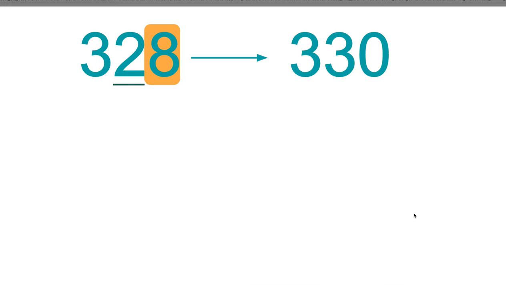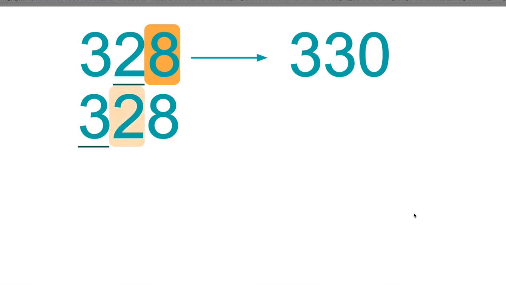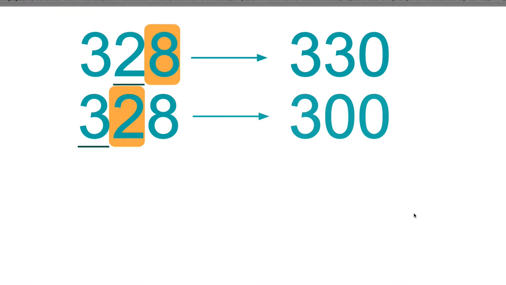All right, let's do some bigger numbers. 328. So we're going to look at the tens place value again. And the 8 is greater than 5, so we will be rounding the 2 up to 330. Now we can do the same number, but we can choose a different area to focus on rounding. If I wanted to round the hundreds place value, I would look at the tens place value behind it. 2 is less than 5, so we're going to round down. See, all the numbers following are 0.